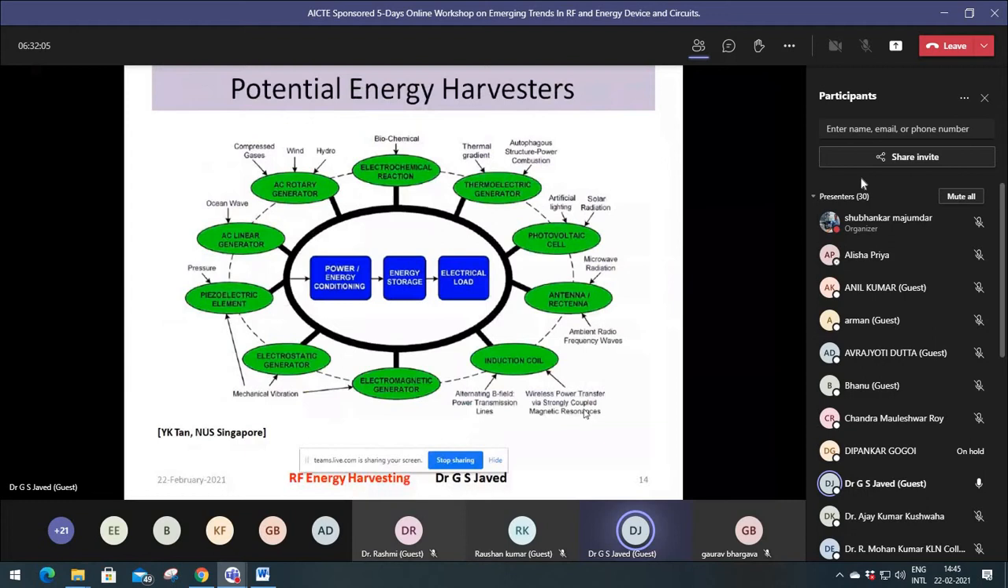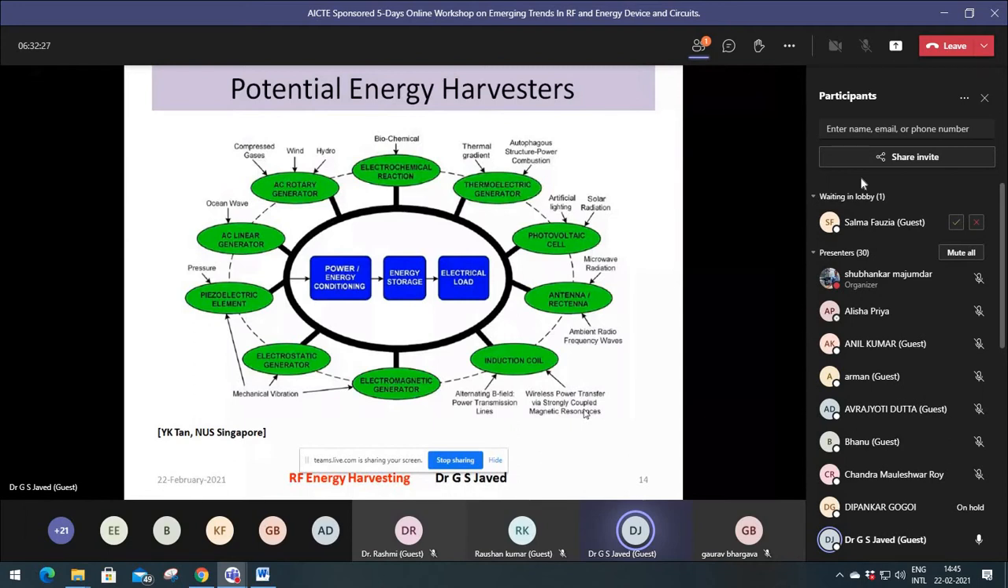So what are the potential energy harvesters? Dr. Y.K. Tan from NUS Singapore generated this cumulatively beneficial diagram where he showed the various ways in which you could use them. Let me start with the bottom left. It goes with electromagnetic generator, electrostatic generator, and piezoelectric element. These are all forms of mechanical vibration techniques.